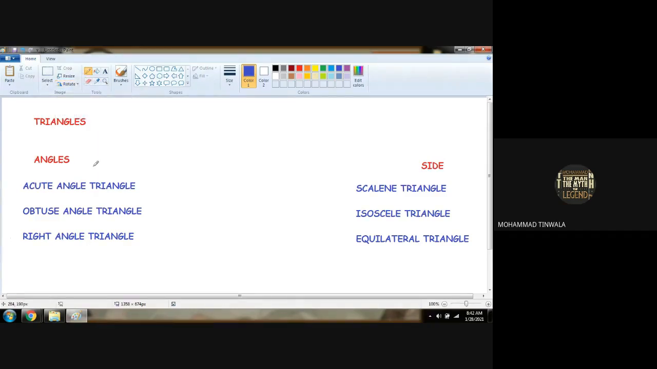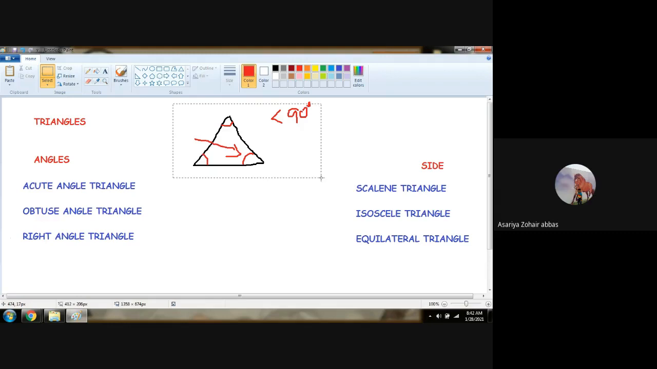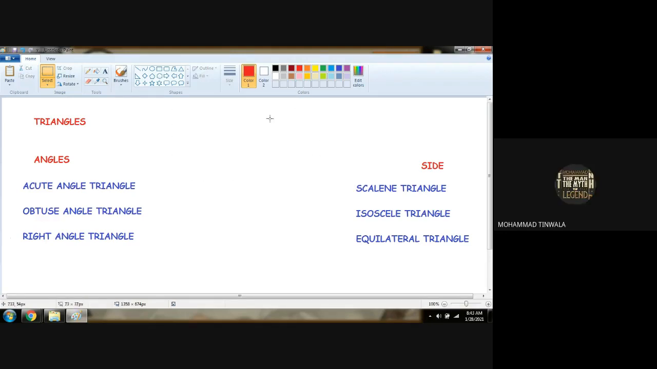Let me first explain acute. Acute means what? All three angles of a triangle are less than 90 degrees. If you check this angle, this angle, and this angle, all the angles will be less than 90 degrees. So if you have angles less than 90 degrees, this triangle is known as an acute angle triangle. What is the triangle known as? Acute angle triangle. Very good.